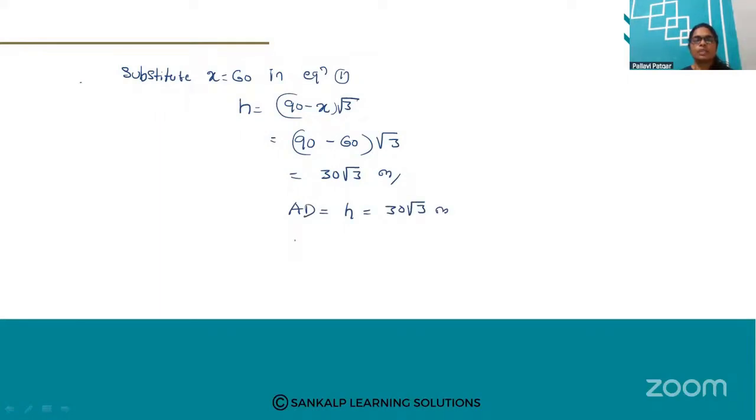And the height of the long pole is CE, which is 2H, since the ratio is given. So 2 into 30√3 is equal to 60√3 meters. So this is the height of the short pole and the height of the long pole.